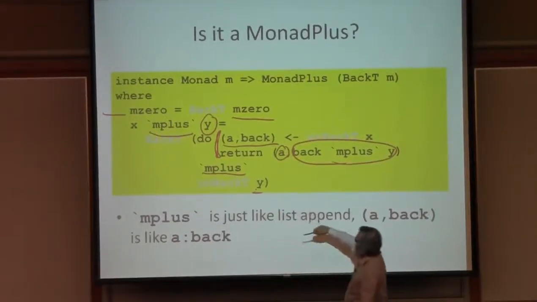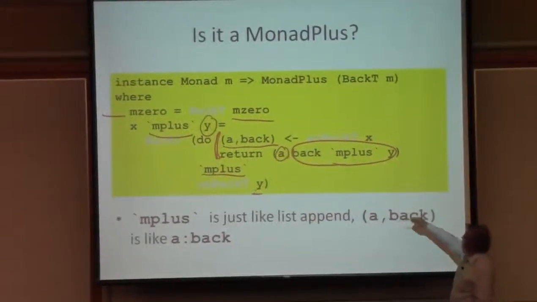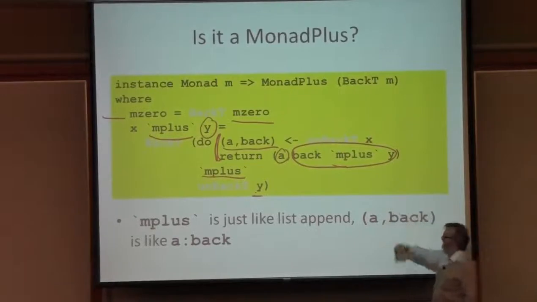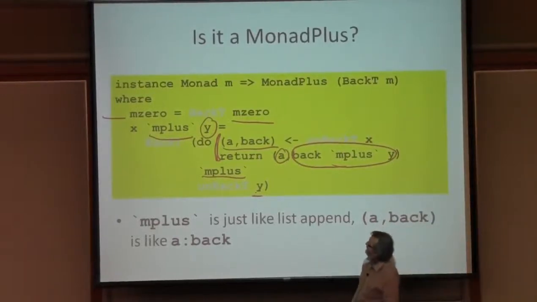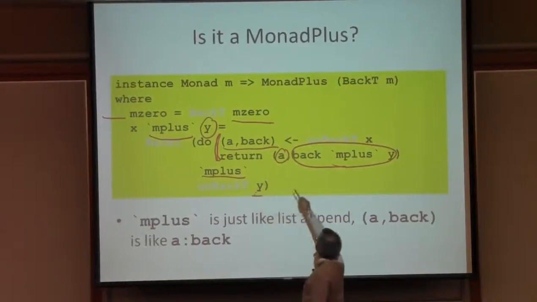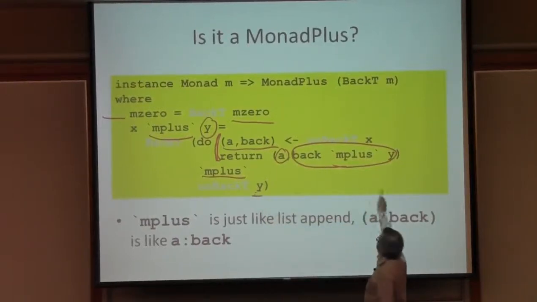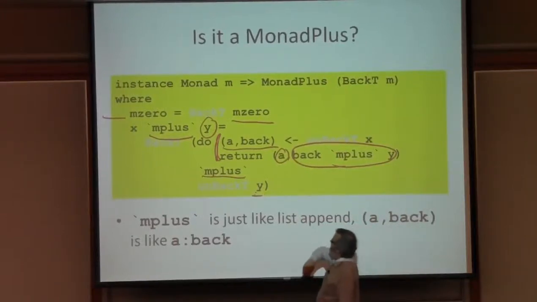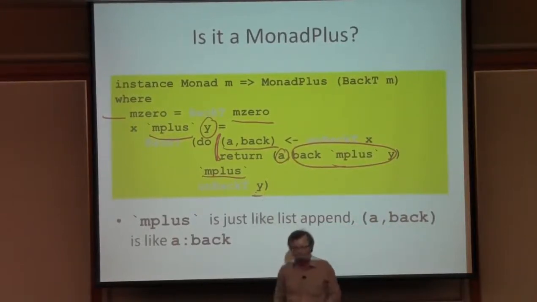So, once again, this code is very much like list append. If you think of A comma back as being like A cons back. Okay, so it's saying inspect X. If it's a cons, then cons A onto the rest of X appended to Y. If it's nil, then just return Y. So it's analogous to the code for append.